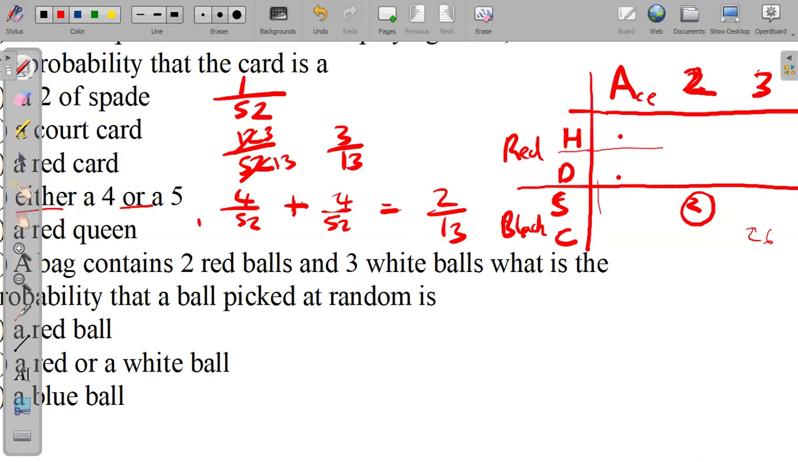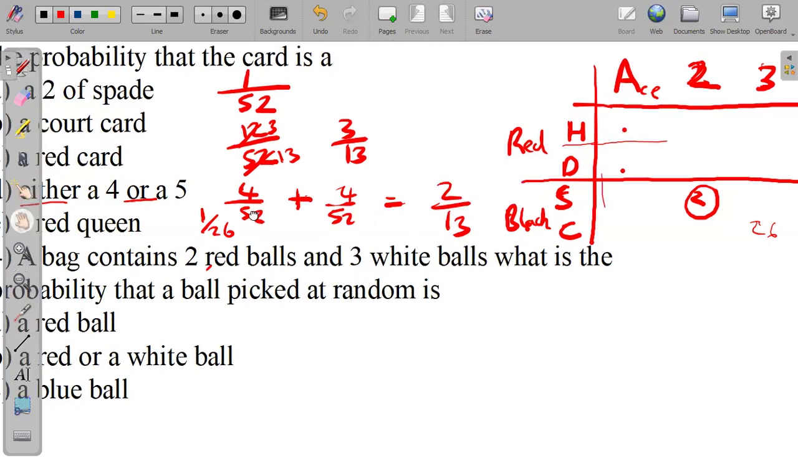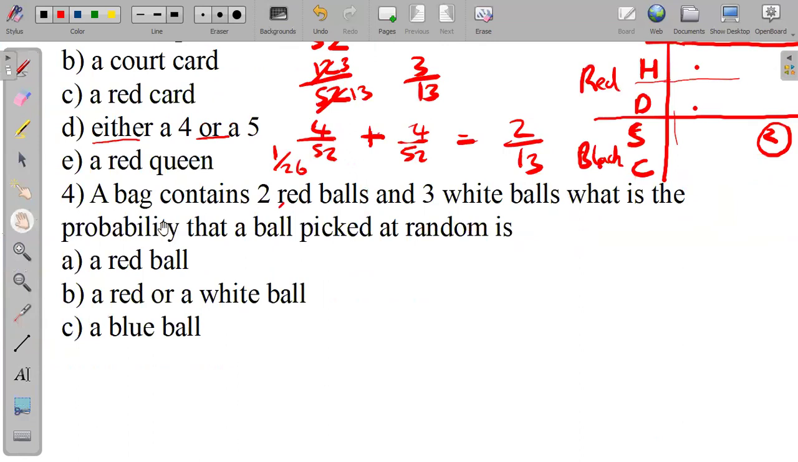Quickly, therefore, I'm just going to go to this other question of balls in a bag. A random pick of balls in a bag, if we pick one, the probability becomes, as usual, required outcome over the total outcome. So a bag contains 2 red balls and 3 white balls. What is the probability that a ball picked at random is a red ball? How many red balls do we have in the bag? That's 2. Over how many balls in total? 2 red balls plus 3, that makes 5. So red balls, 2 over 5.